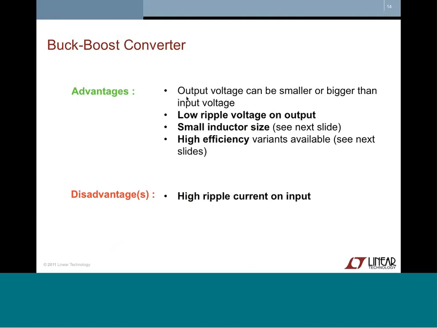So, from this point of view, we can say that as we have just one inductor, we will have a not so complex configuration. We will have low ripple voltage on the outputs and high efficiency. In the next slides, we will show how to handle the efficiencies also with the light loads. With the disadvantages, we have to mention high ripple current on the inputs.